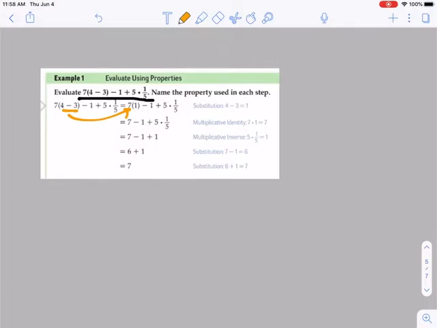So they did 4 minus 3. 4 minus 3 is substitution. That's the only thing you can call it because it's not a special property. 4 minus 3 equals 1. And so they wrote substitution and wrote what they did. So that's why they wrote this.